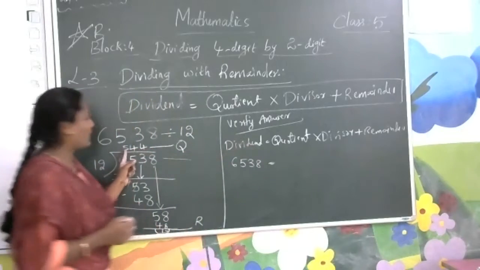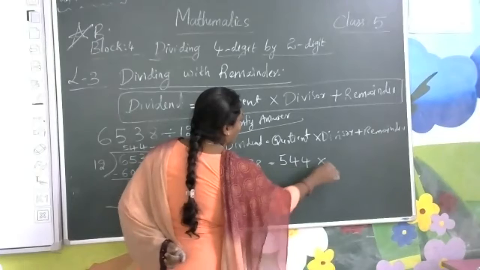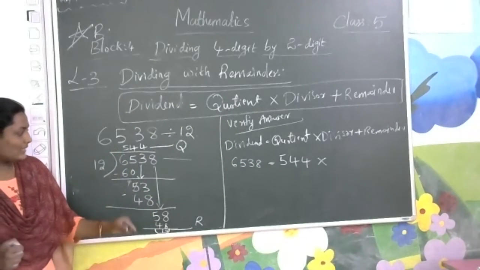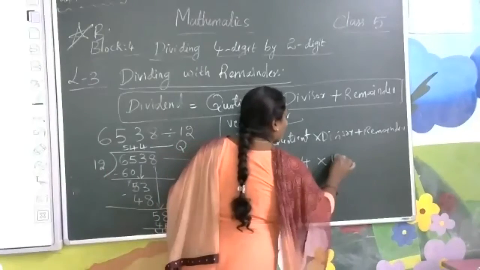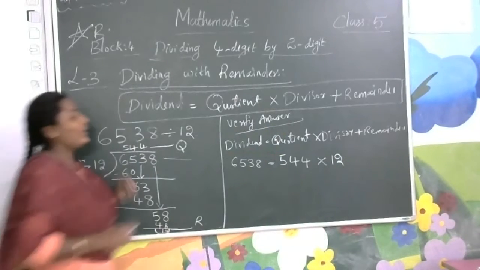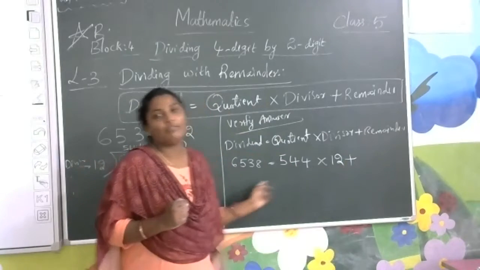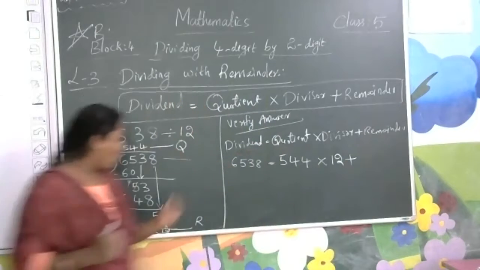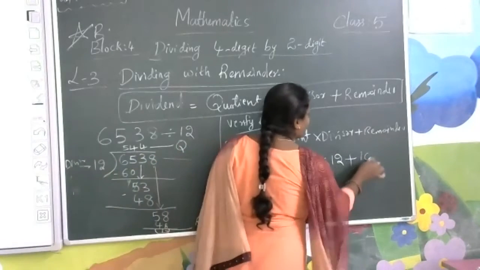So what is the quotient here? 544. Quotient is 544. Next, what is the divisor? 12 is the divisor. Next, the remainder. In yesterday's problem it was 0, so we did not add it. But here we don't have 0, we have 10. So we have to add that 10 also to find the answer.